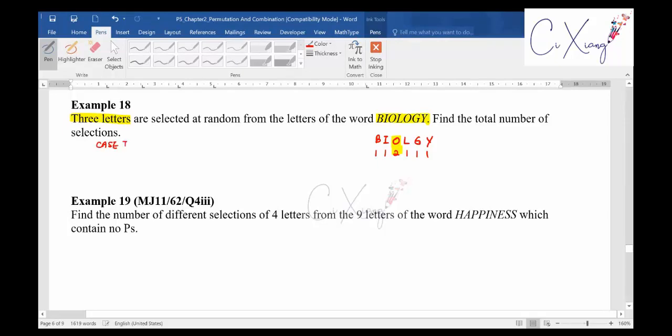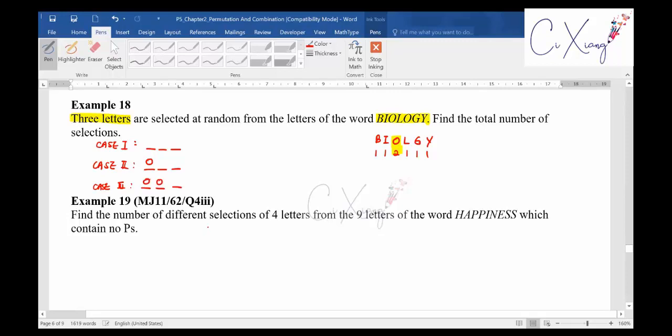So let's say I'm having case number 1, case number 2. Case number 1 means that from the 3 letters, there's no O. Then case number 2, maybe you need to consider 1 O is in the selection. And then for case number 3, you might have 2 O's in the selection.